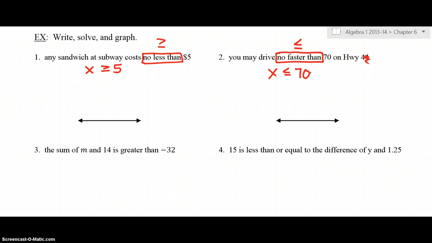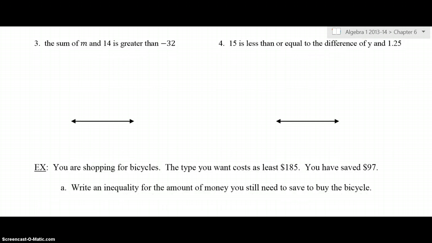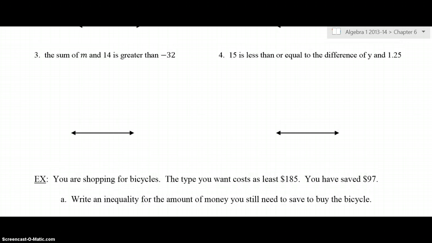Number 3. The sum of m and 14 is greater than -32. First of all, what does sum mean? The total between 2 numbers. What symbol does that mean? Addition, right? We're going to add, and greater than gives you your symbol right there. So we're going to have m plus 14 is greater than -32.